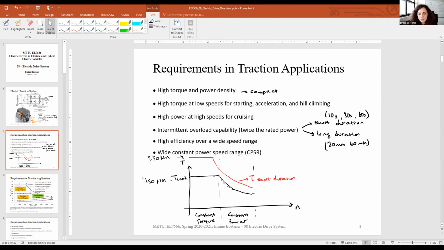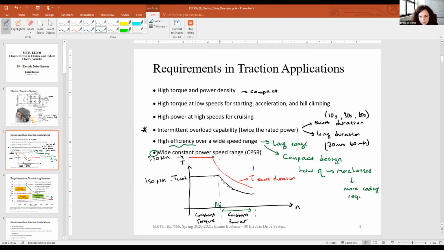And the speed that we start, let's check it from the continuous. The base speed can be different for the maximum torque operation, or the short duration operation, or long duration operation. Let's check it for this case. Assume that this is the base speed. We will also repeat the definition of the base speed, and this is the maximum speed. So this CPSR is defined as N max divided by N base.